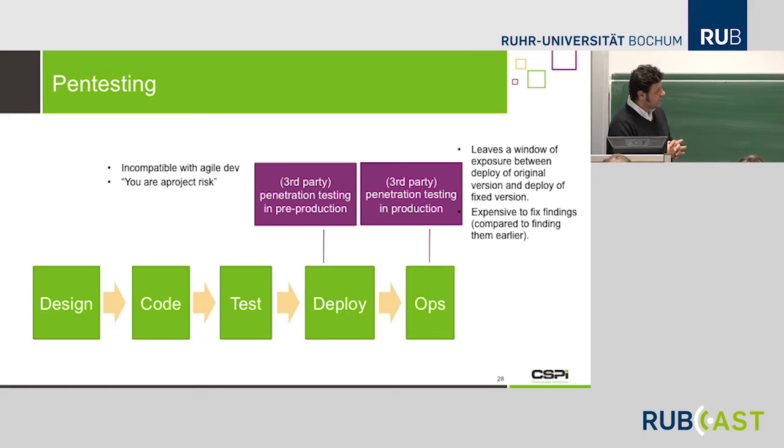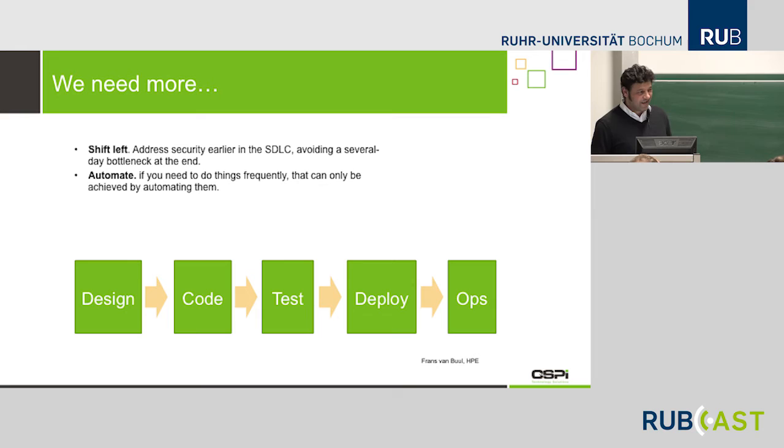But in the agile development process, you sometimes deploy even several times a day. Then you have no time to test, or you have a certain time frame. So that means you need to adapt your security testing and how we do the pen testing. Do we have enough time or not? Therefore, we said we need to shift left, and we need to automate some processes.